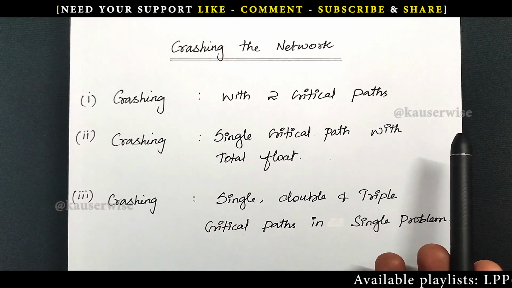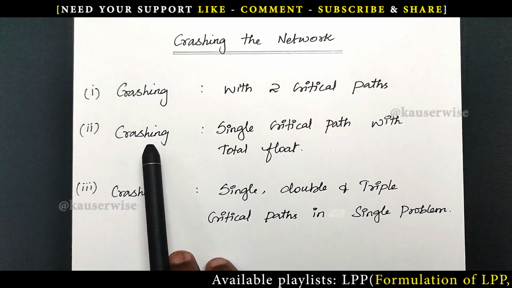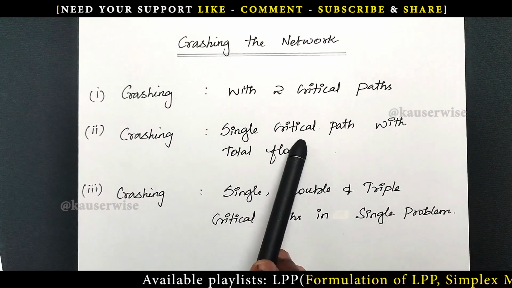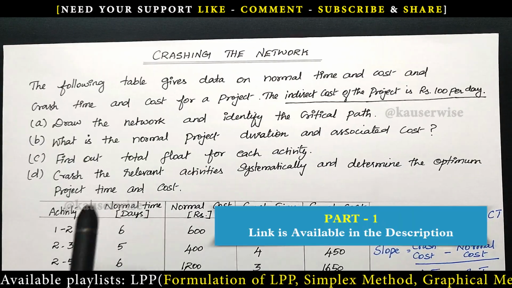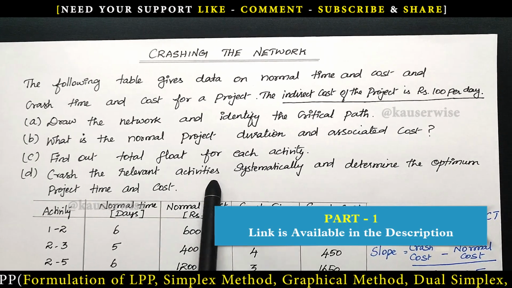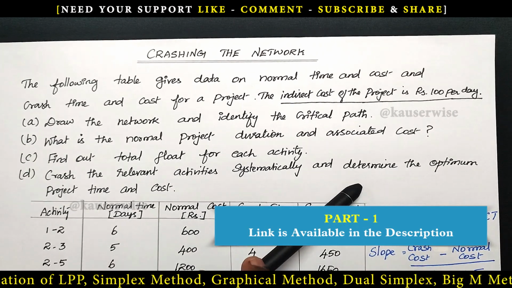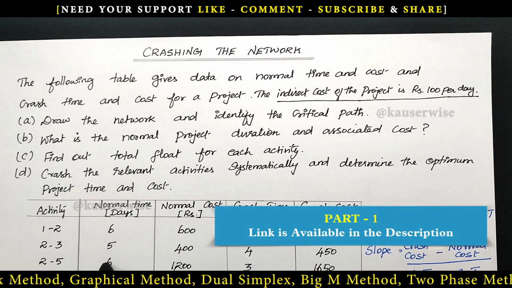In the previous video, we have seen the first part, in the second model, that is crashing the network with single critical path along with the total float calculation. Now in this video, we are going to see how to crash the activity systematically and determine the optimum project time and cost. Let us see the solution.